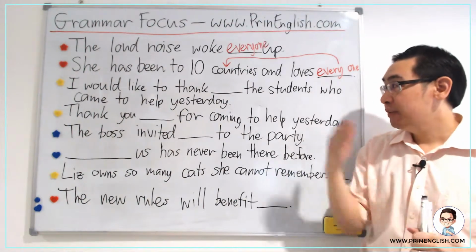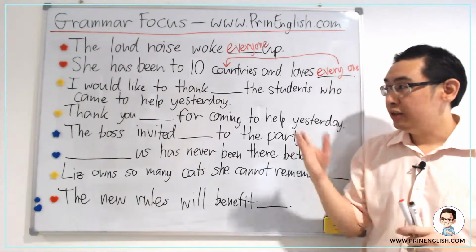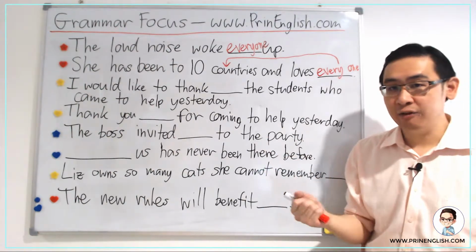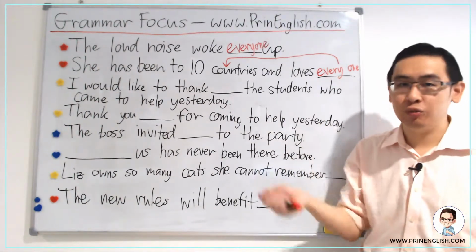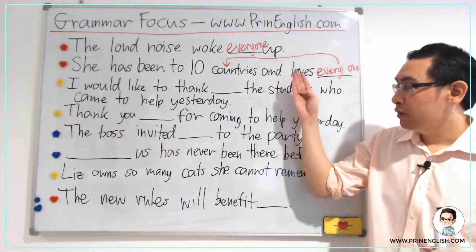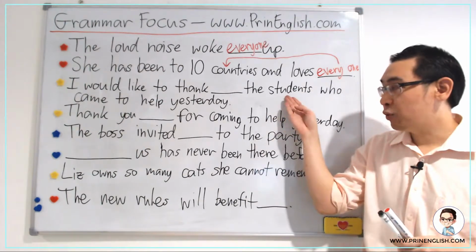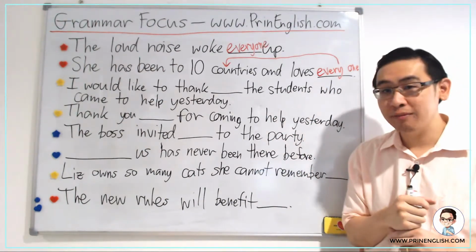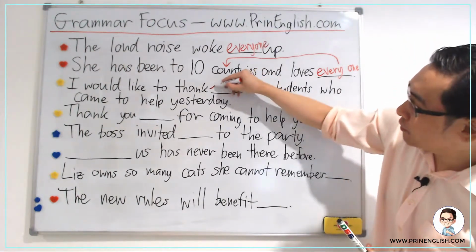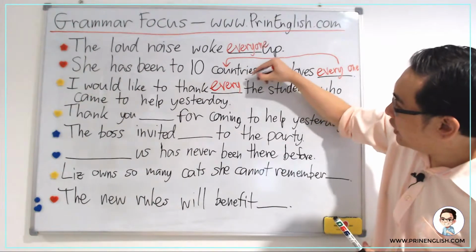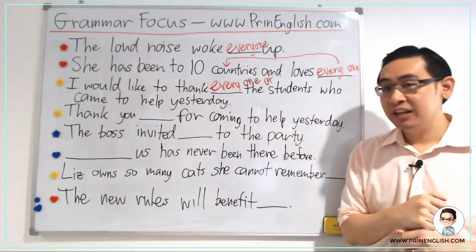Okay, for number 3: "I would like to thank ___ the students who came to help yesterday." So this person just wants to say thank you to the students who came to help, maybe with some school work, school project or something. Anyway, what should be in the blank? So the answer here should be "every one of." Don't forget the "of," okay, and "every one" you need a space.